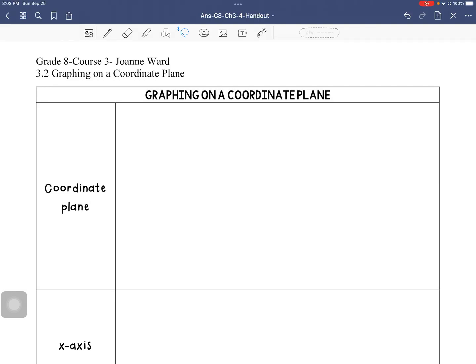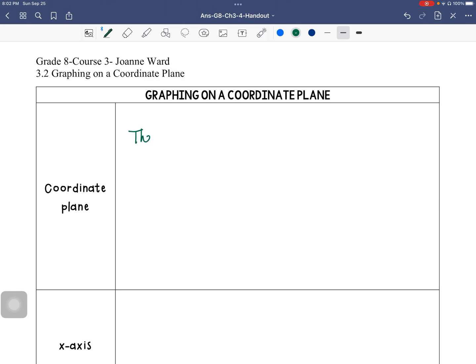So 3.2, graphing our coordinate plane. First of all, we want to know what the coordinate plane is. The coordinate plane is formed by two number lines, which we call the x-axis and y-axis.